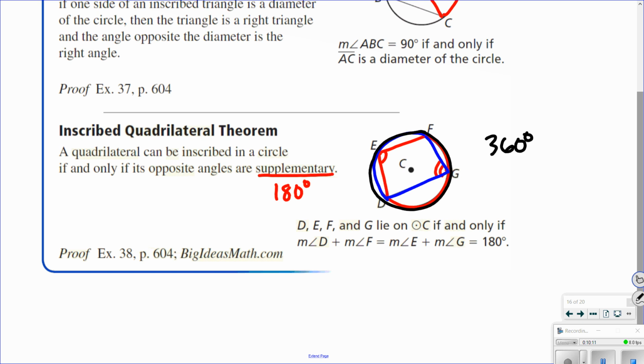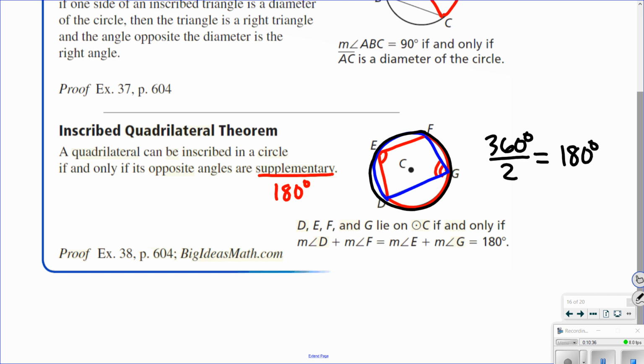Well, angle E has to be half of the red arc, and angle G has to be half of the blue arc. Together the arcs add up to 360. And if they're both half of those respective arcs, that means I can go 360 divided by 2. And even though I don't know exactly what angle E and angle G are, I do know together they have to be half of the measure of the entire circle.